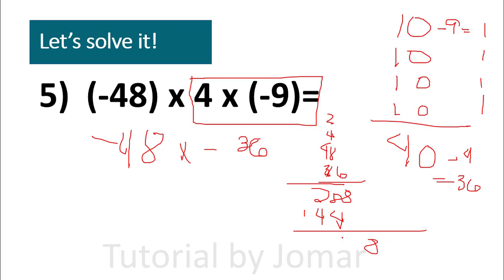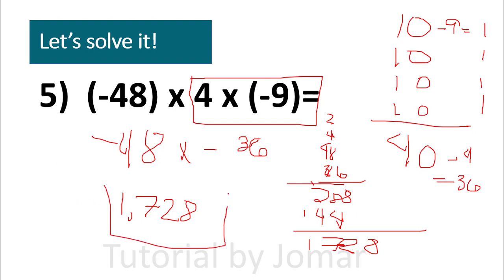We have 8. 8 plus 4 is 12. 4, 6, 7. Then baba natin yung 1. So we have 1,728. As mentioned ko kanina na kapag same sign, ang magiging answer natin is positive. So, final answer natin is positive 1,728.